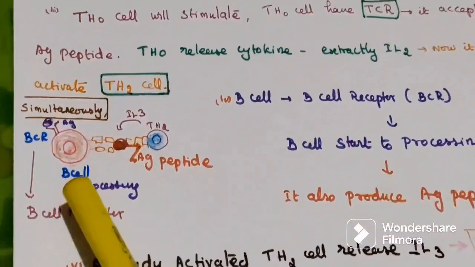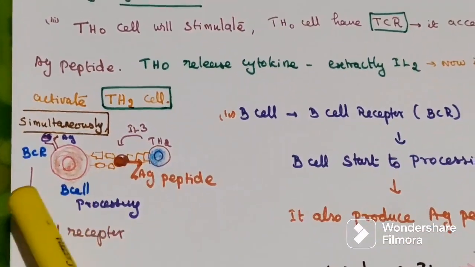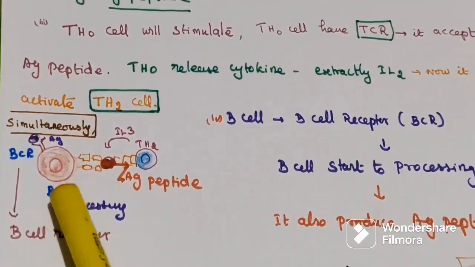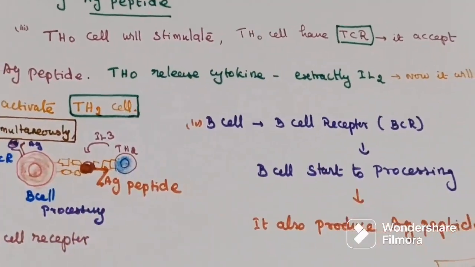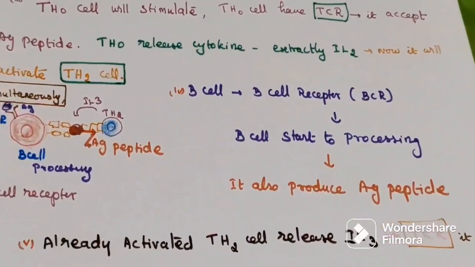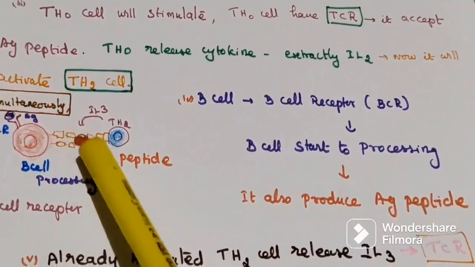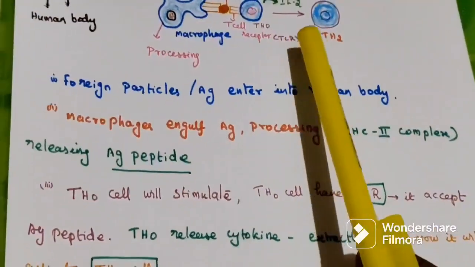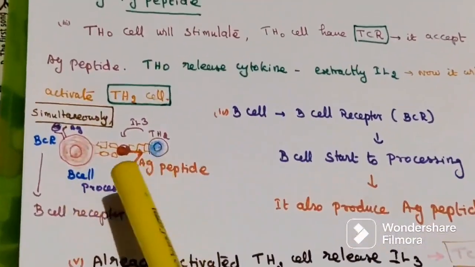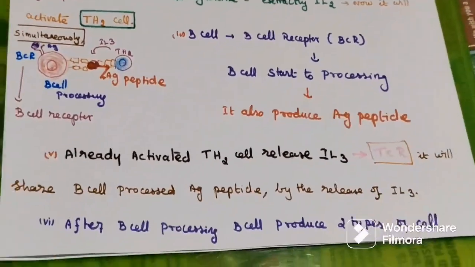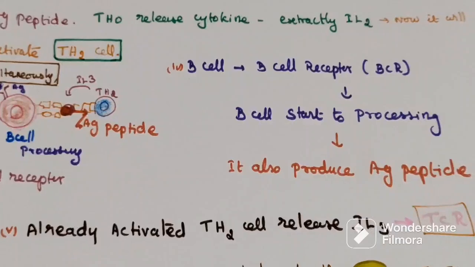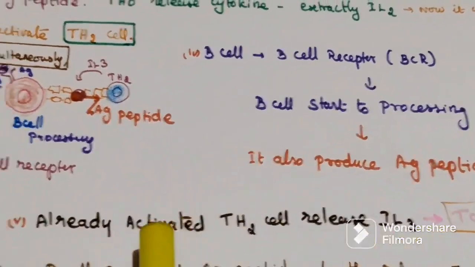Simultaneously, on the other hand, B cells also have receptors. Whenever antigen enters, processing starts. So now the B cell also produces antigen peptide, and the already activated T helper 2 cells accept this antigen peptide.